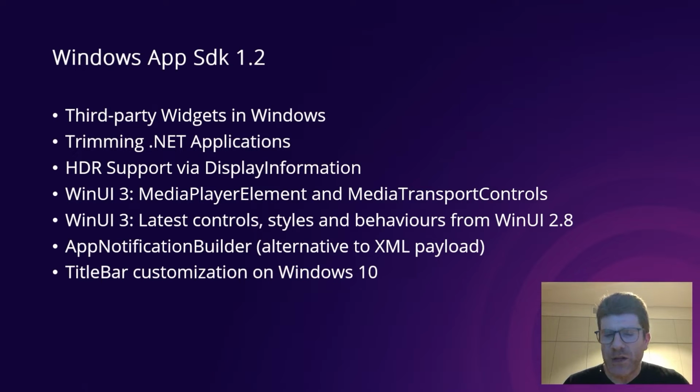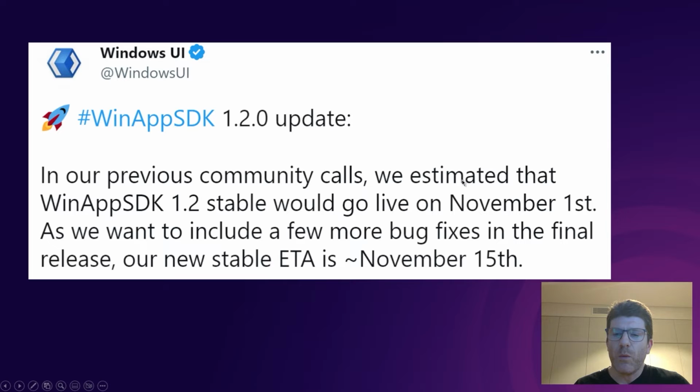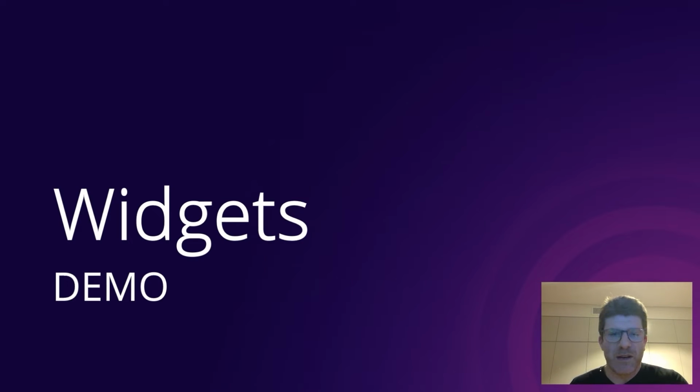There's also an app notification builder class that makes sending notifications easier rather than having to use the XML payload. And title bar customization is now available for Windows 10 based applications as well. One big note is that despite their original estimate for releasing the 1.2 SDK on November 1st, it's actually been pushed back to November the 15th, just due to a number of last-minute bug fixes that had to be made. So let's just jump in and have a look at some of these new features. The first one we're going to take a look at is widgets.